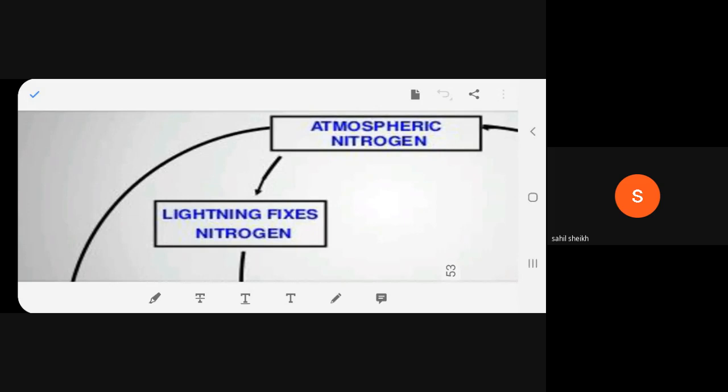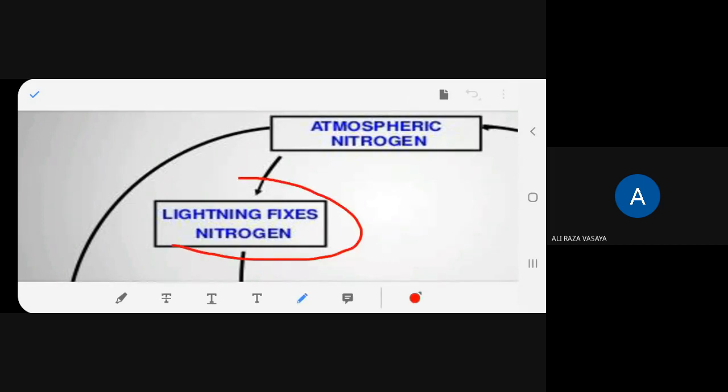So, look at the lightning, thunderstorm. You see the lights coming down from the sky? Yesterday also it was happening. That lightning fixes nitrogen. Remember, whenever there is lightning, it fixes nitrogen.